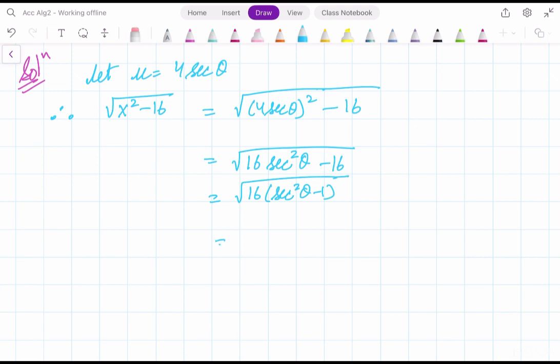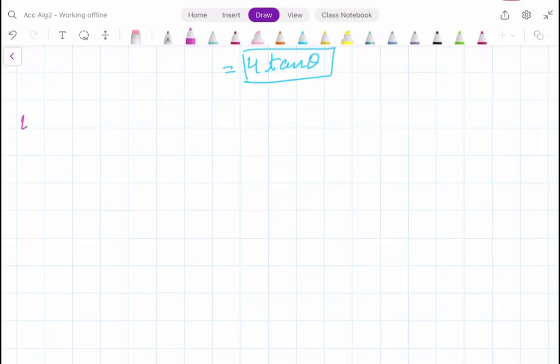If you go back to the identities, secant squared theta minus 1 is nothing but tangent squared theta. See, secant is related to tangent and cosecant is related to cot. So my final answer will be 4 tangent theta. One more happy chappy answer. Now, let's understand one more.